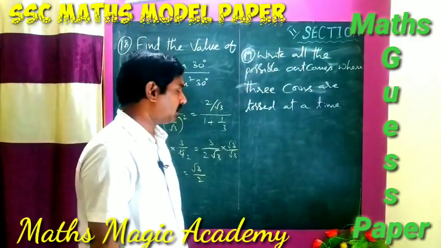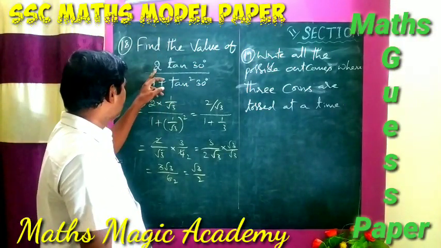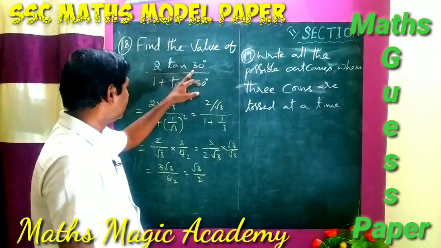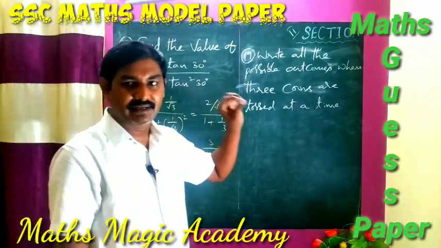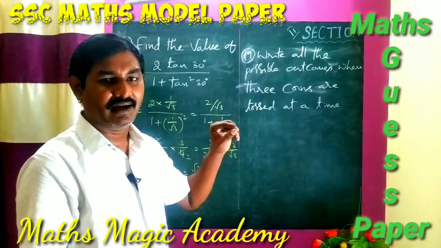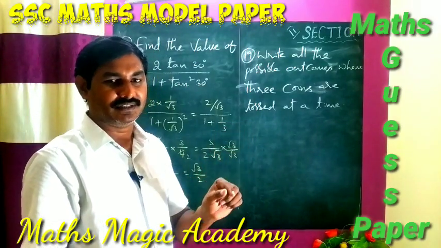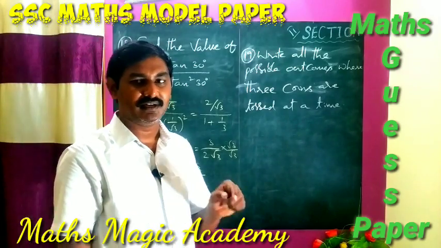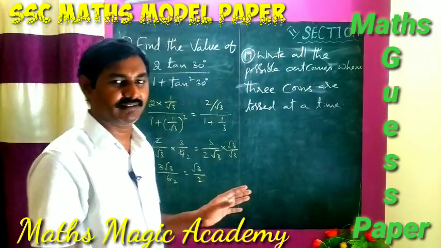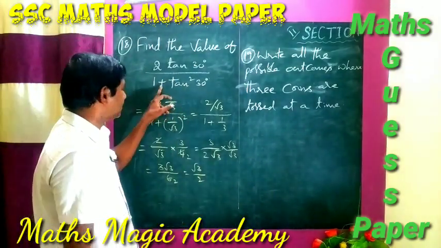In your textbook, the question is given differently. That is, 2 tan 30 degrees by 1 minus tan square 30 degrees is, and they give options. It is equal to what? Either tan 0 or tan 60 or sin 60 or sin 30, like that they are giving. If it is a minus, what will come?